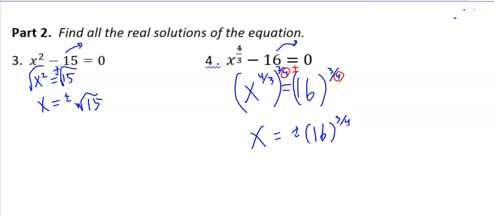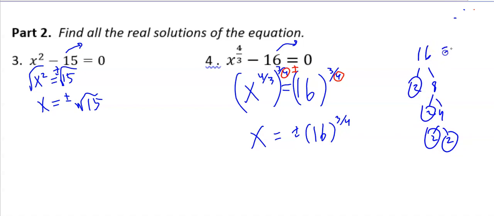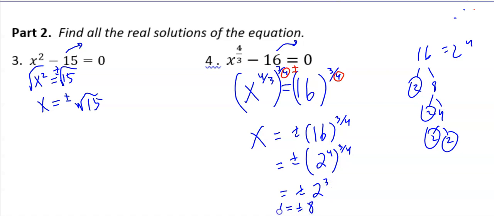You could do that a couple different ways. You could think of the prime factorization of 16, not a prime number. So 2 and 4, 2 and 2. So we have 4 2's there, or 2 to the 4th. If you think about it that way, that actually makes it pretty easy. So it'd be 2 to the 4th power to the power of 3/4. If you replace that, you get plus or minus, 4 times 3 over 4 is 3, 2 to the 3rd, which is plus or minus 8, basically. That would be our x value.